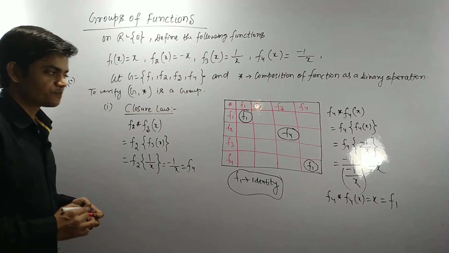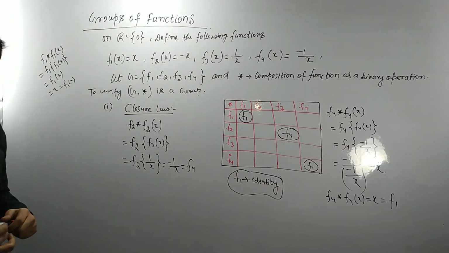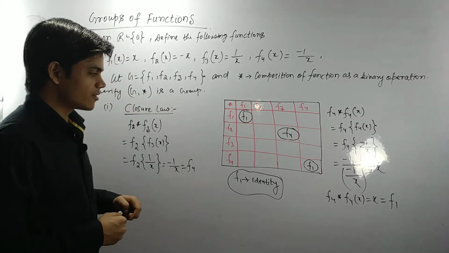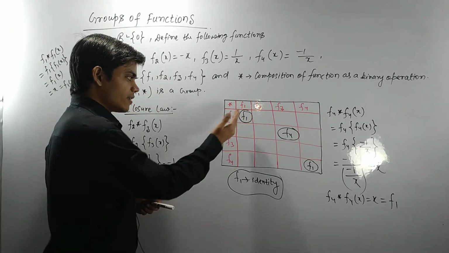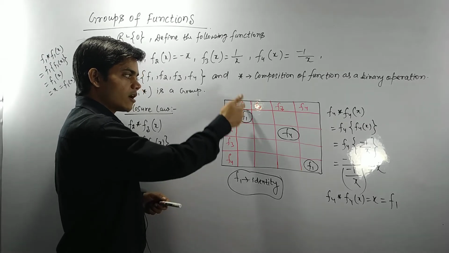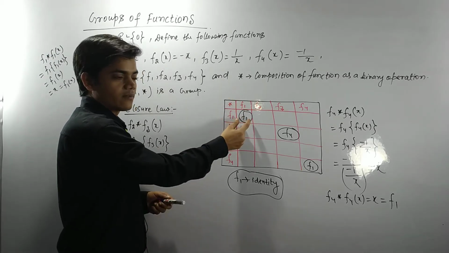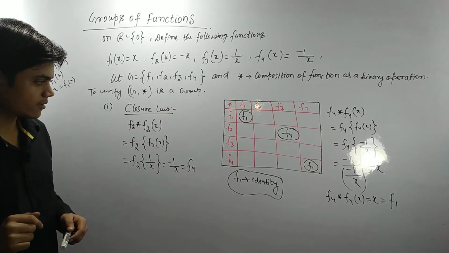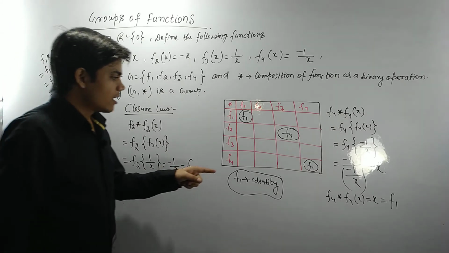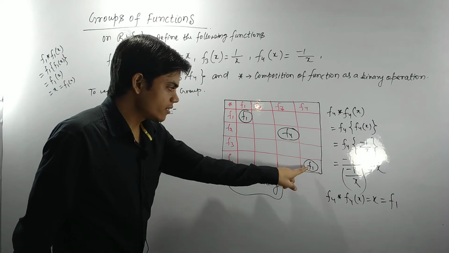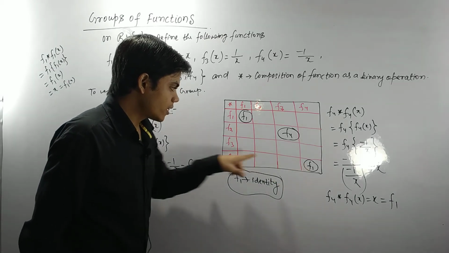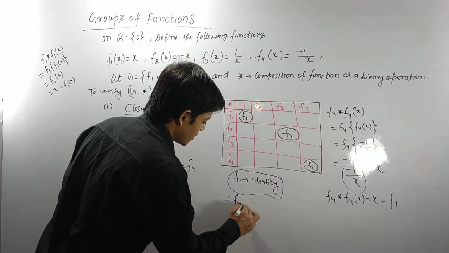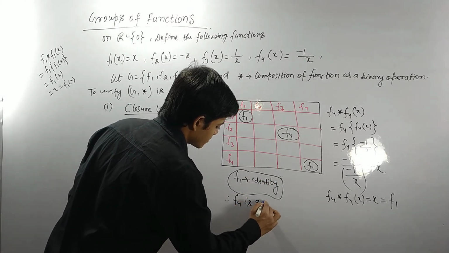All right, and we have discussed that the element whose identity is here, its leftmost box and uppermost box contain itself. So F1 is the identity here in this case. And F1 is here. What does this mean? This means F4 is the inverse of F4. Therefore, F4 is self-inverse.